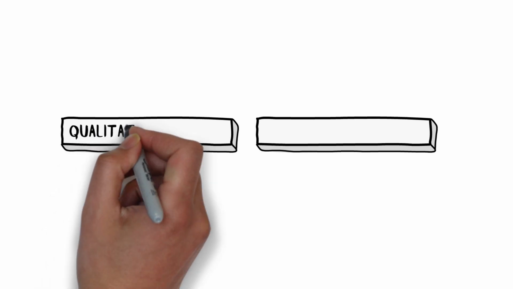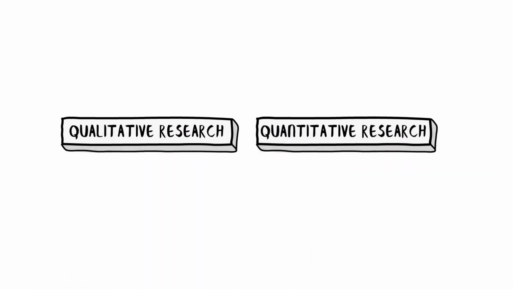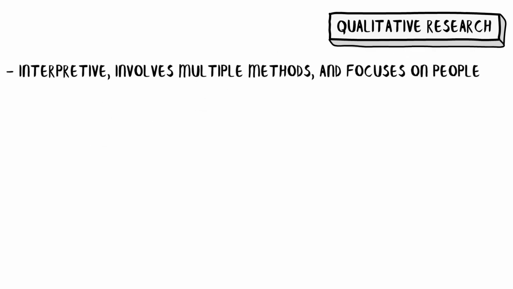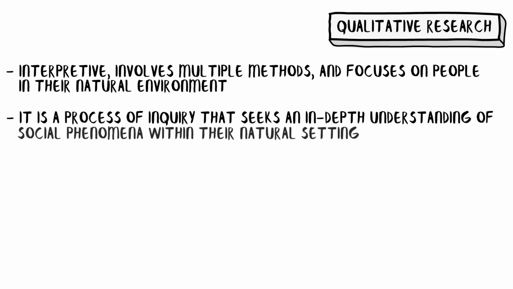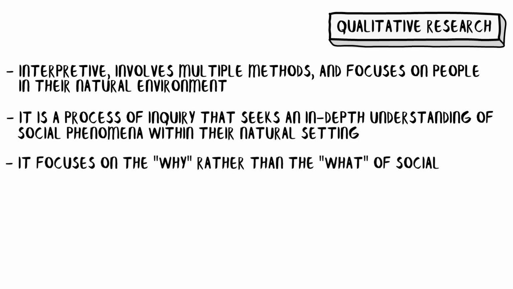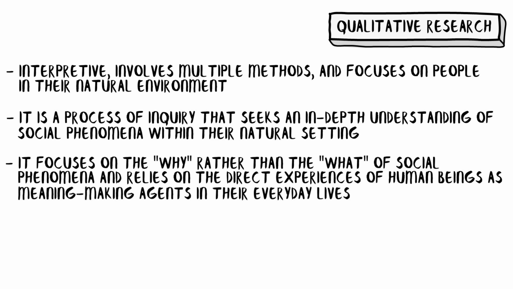Qualitative and quantitative research are two distinct approaches used in research to gather and analyze data. Qualitative research is interpretive, involves multiple methods, and focuses on people in their natural environment. It is a process of inquiry that seeks an in-depth understanding of social phenomena within their natural setting. It focuses on the why rather than the what of social phenomena and relies on the direct experiences of human beings as meaning-making agents in their everyday lives.